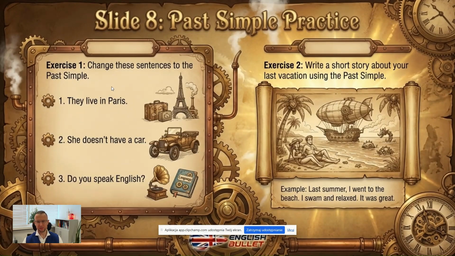It happened. For instance, you have a photo book. You find a photo of your holiday, last year's holiday, and then you say, okay, I went to the beach. I swam and relaxed, and it was great. You recall from the past.